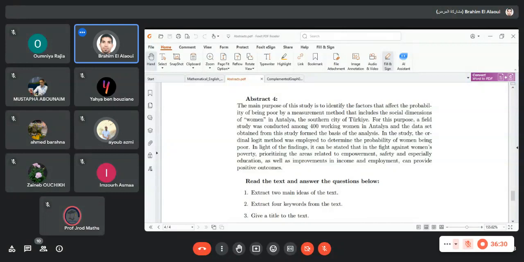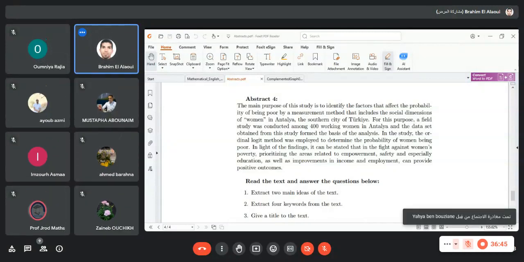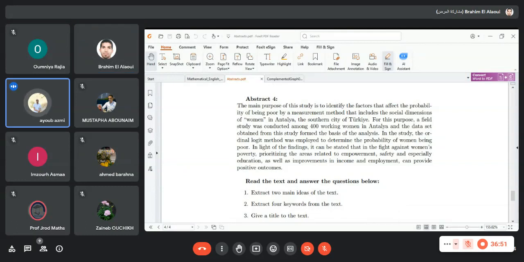For the keywords, Ayub, what are your keywords? Probability, study, women, and ordinal logit method. Okay. Good.